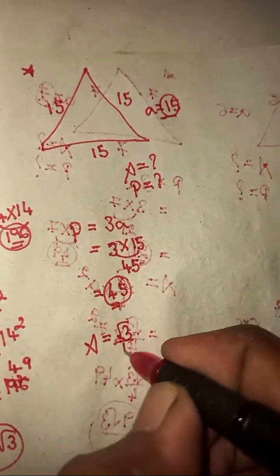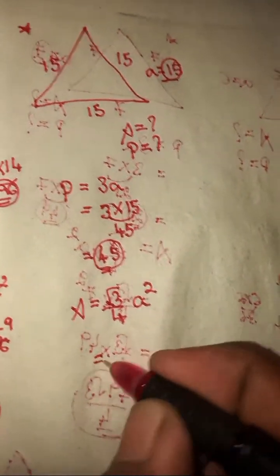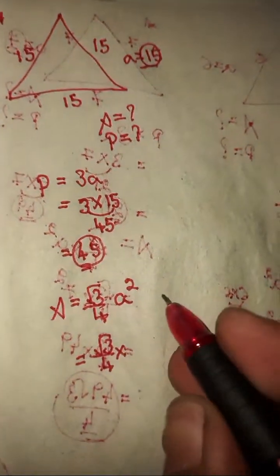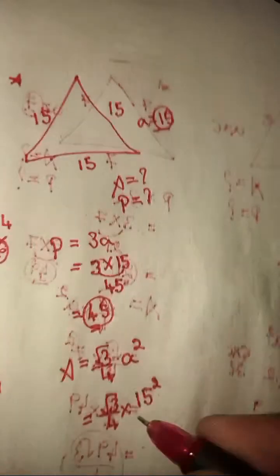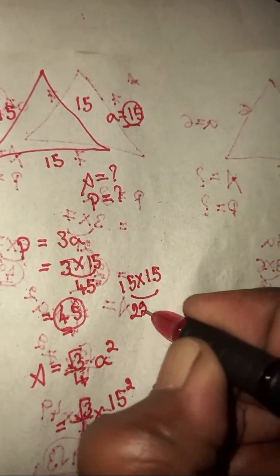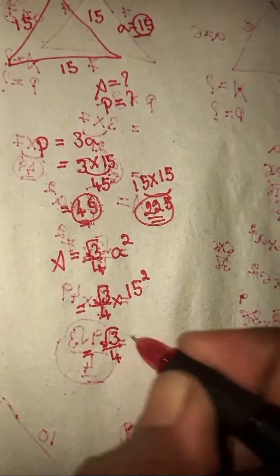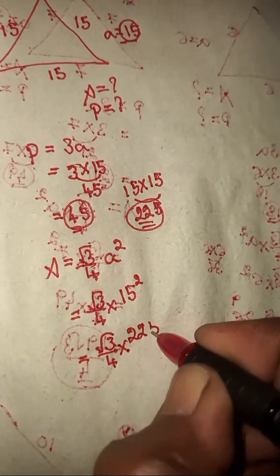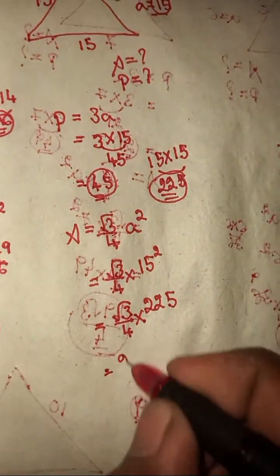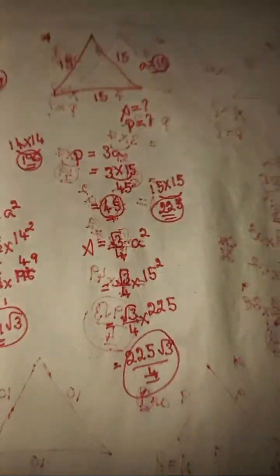That is root 3 by 4 times a squared. Root 3 by 4 times a squared means root 3 by 4 times the side length, which is 15, squared. 15 times 15 can be written as 225. You're going to get root 3 by 4 times 225. You cannot divide 4 into 225, so multiply these two. 225 root 3 by 4 square units.